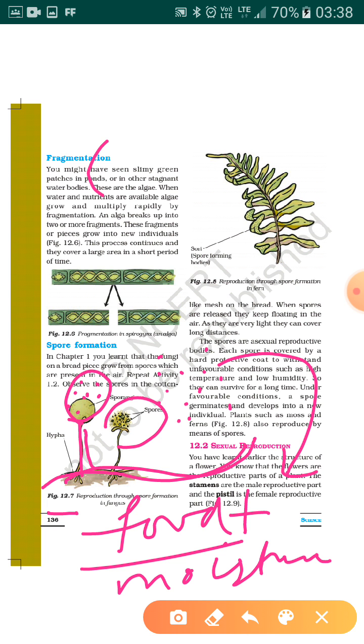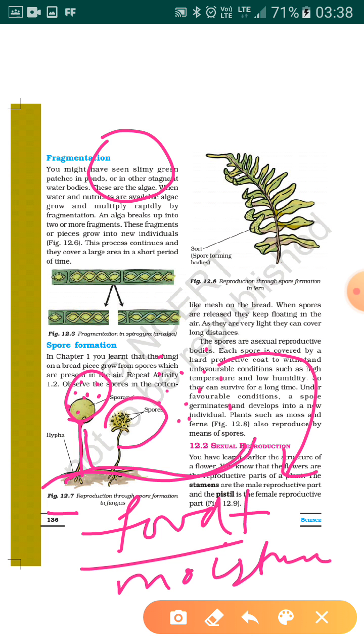Spores do have a tough coat over them, so that's why they remain there in the atmosphere until they get the favorable and friendly condition.